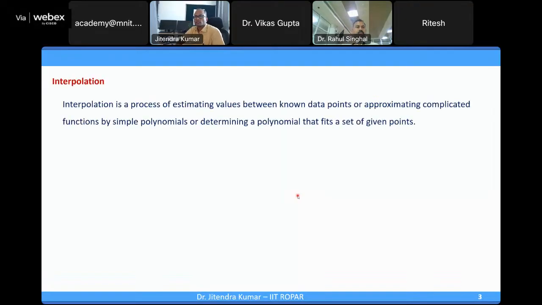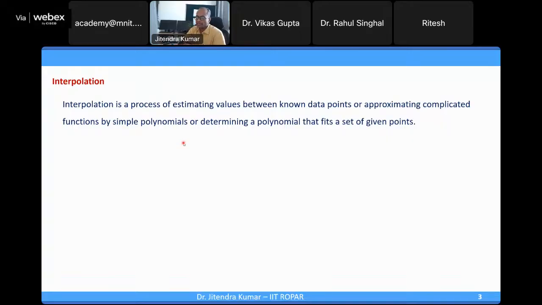Well, so coming to interpolation, it's basically a process of estimating values between known data points, or approximating some complicated functions by simple polynomials, or determining a polynomial that fits a given set of points. So the point is that in various aspects we can talk about interpolation.